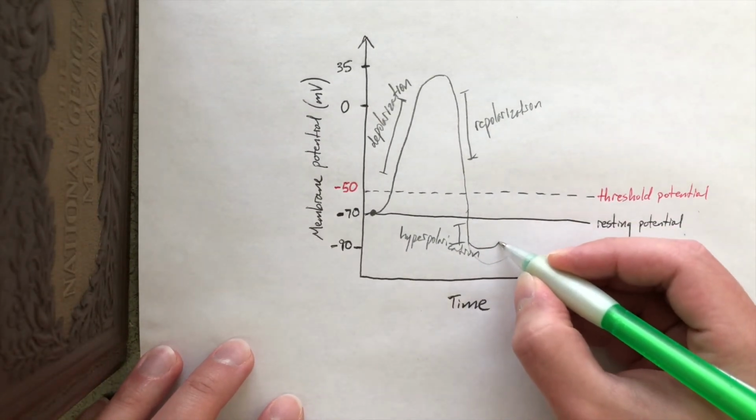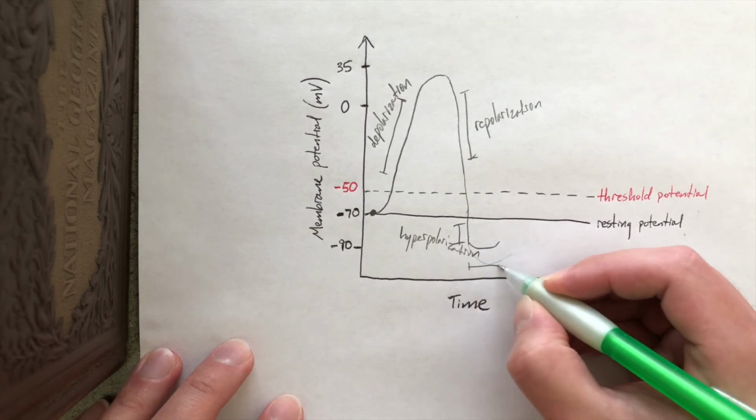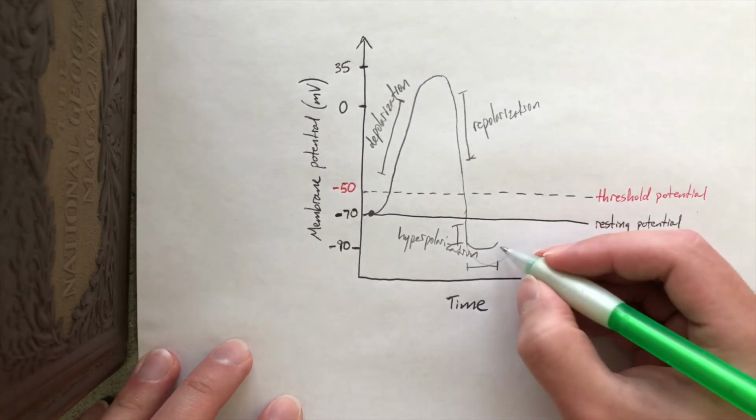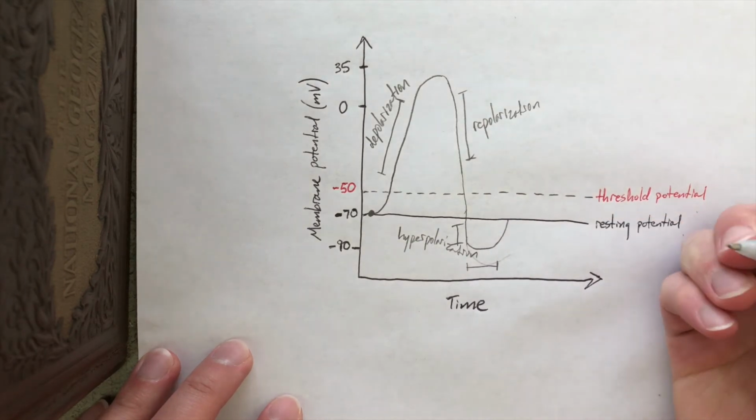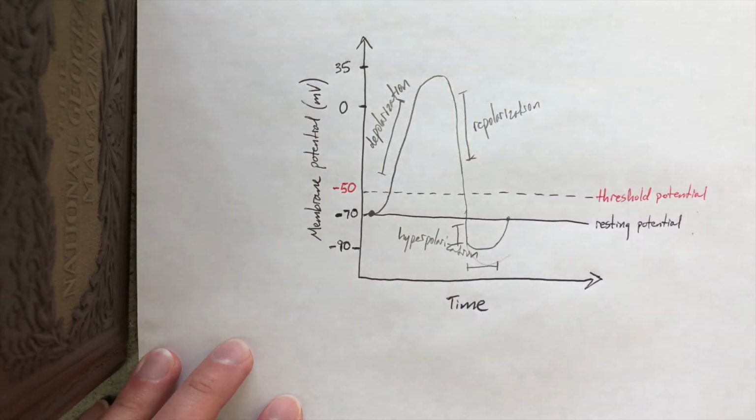So after hyperpolarization, we have a brief period of latency before we repolarize back to a resting membrane potential. And after which case, we're ready for another action potential.